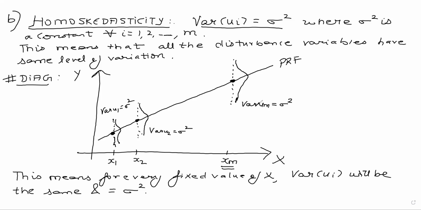That means the spread around the mean value will always be the same. What does variance capture? Variance captures dispersion. It captures the spread of the values around the mean value. So when we talk about the homoscedasticity assumption, it simply means that for every fixed value of x, the disturbance variable ui will have the same variance. It means variance of u1, variance of u2, variance of all will be equal to a fixed value called sigma square, where sigma square is a constant.